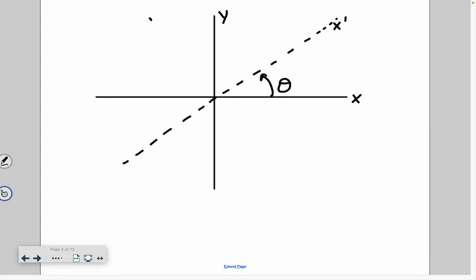And the same thing here. This would be the approximate y prime, and again, that would also be rotated the same amount. So it's basically taking your axis and rotating it some degree. That's the visual of what's happening.